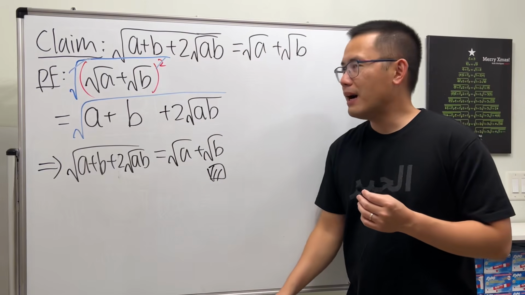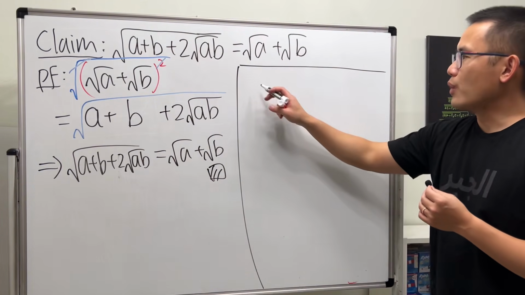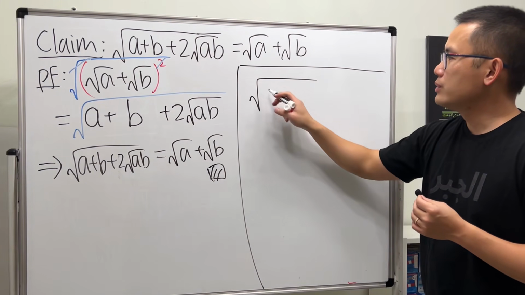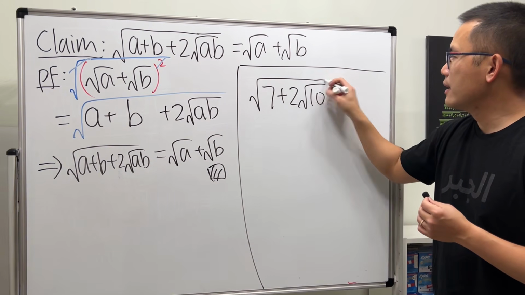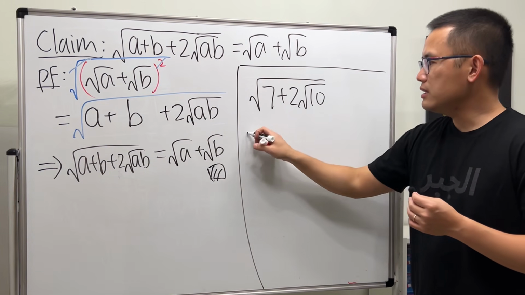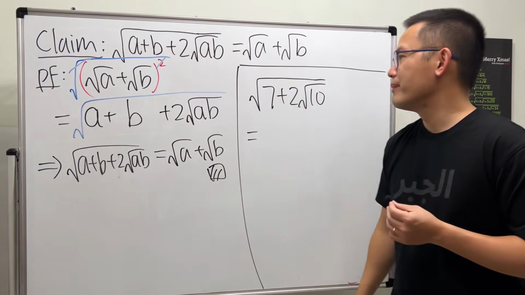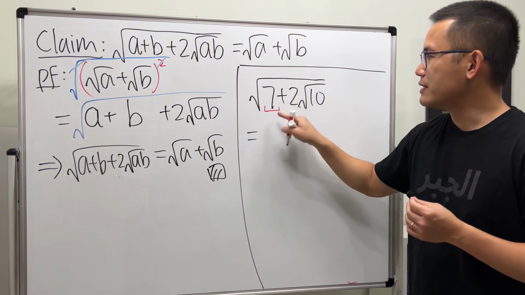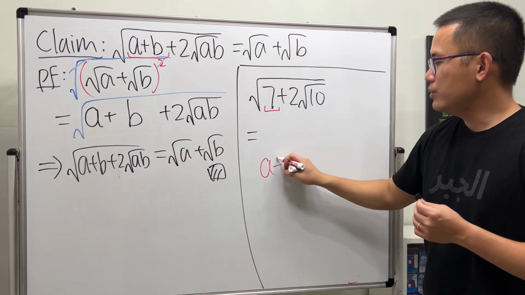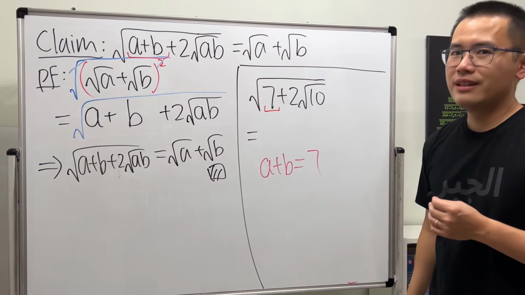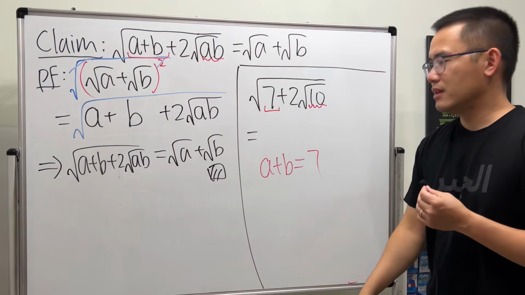Now, if we look back to the example that we did earlier, let's see the first one again. Square root of 7 plus 2 times square root of 10. To simplify this, as you can see, we have the 2 which matches with this 2 right here, right? So that means we have to have the 7 being a plus b. So we need 2 numbers, add up to 7. And then the 10 right here corresponds to a times b.